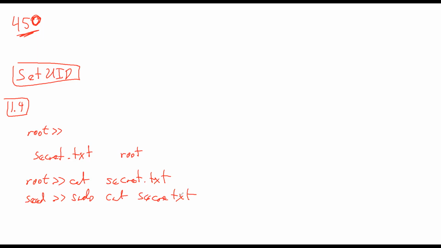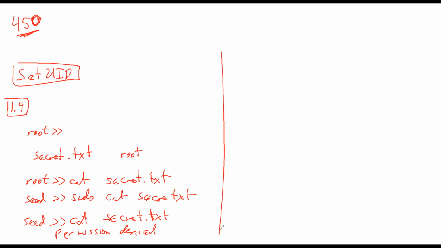So really what you have to do is this: cat secret.txt. But when you do this, it's going to say permission denied, because it's not going to let you do it. If you remember, we talked about the effective ID and the real ID and all of that. So what I said is create a program in C.